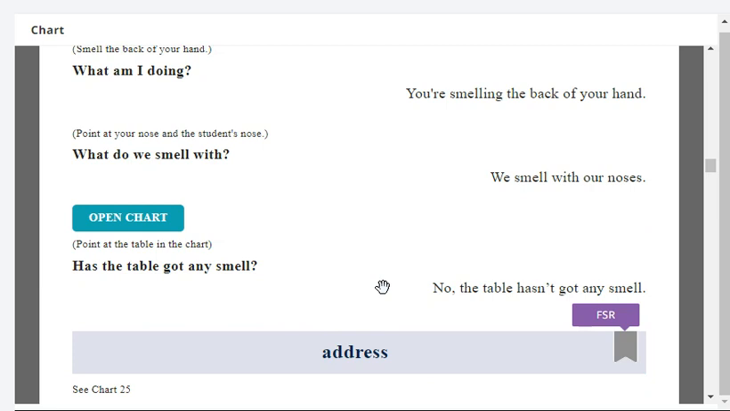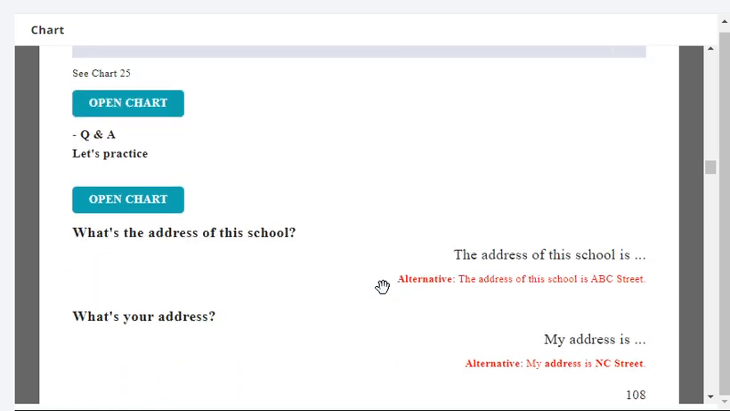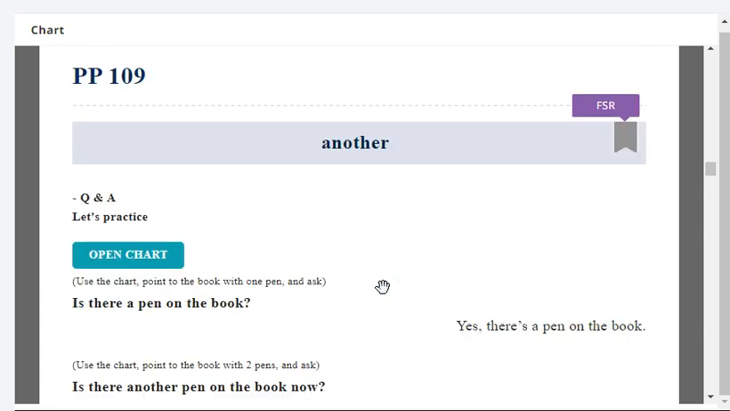Has the table got any smell? No, the table hasn't got any smell. Very good. What's the address of this school? The address of this school is one, two, three. Very good. What's your address? My address is ABC Street. Very good.